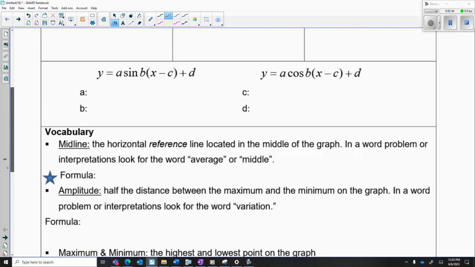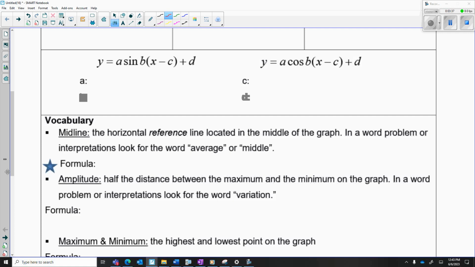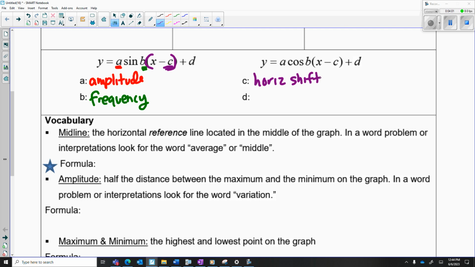Now the equations. So the equation of sine and cosine are represented with constants in front of the different parts of the equation. The A represents the amplitude, that is the number in front. The B represents the frequency, that's the number in front of the x. The C, because it's inside the parentheses, it's attached to x, it represents a horizontal shift, which is also called a phase shift sometimes. And that is less in our curriculum than it used to be. And then the D in the back, plus D, represents the midline, which is actually a vertical shift, up or down.